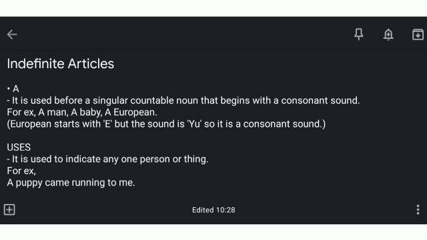Now let's talk about the uses of a. It is used to indicate any one person or thing. When we write a, we indicate a person or a thing, not a particular one. For example, a puppy came running towards me. There were a lot of puppies and one of them came running towards me. So I'm not talking about a particular puppy. There were a lot of them, but only one of them came towards me. So that's why we write a.